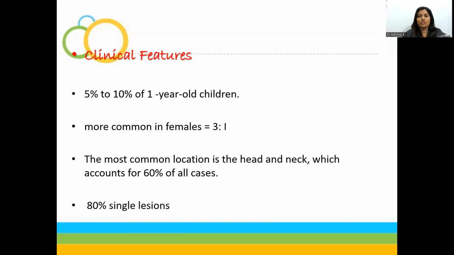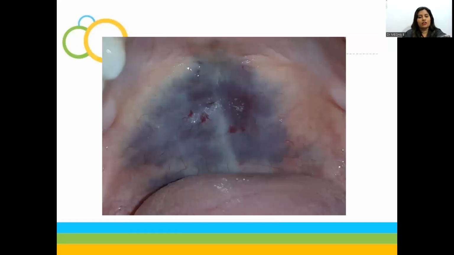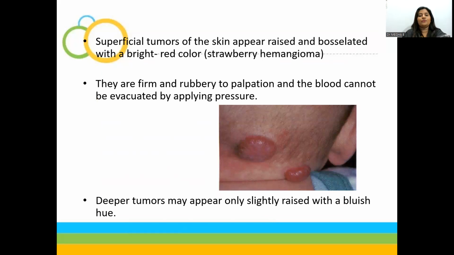Hemangiomas usually don't appear as multiple lesions. Usually it is seen as a single lesion; over 80% of cases are single lesions. This is one hemangioma case on the palate. You can see the pigmentation. A superficial tumor of the skin can appear as a raised, bosselated, bright red lesion, which is also called a strawberry hemangioma. On palpation, it will be firm and rubbery in consistency. A deeper tumor will be only slightly raised, with a bluish hue.